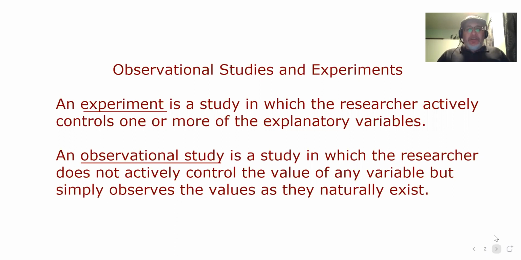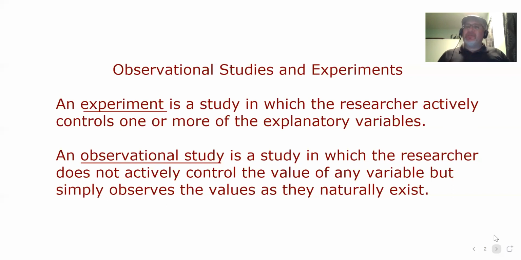An experiment is a study in which the researcher actively controls one or more of the explanatory variables. By contrast, an observational study is a study in which the researcher does not actively control the value of any variable, but simply observes the values as they naturally exist.